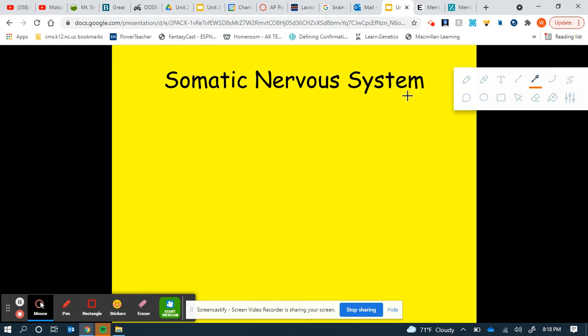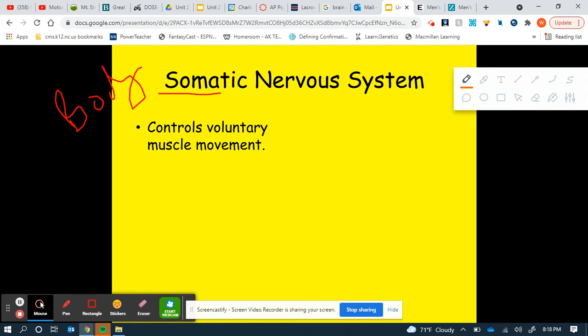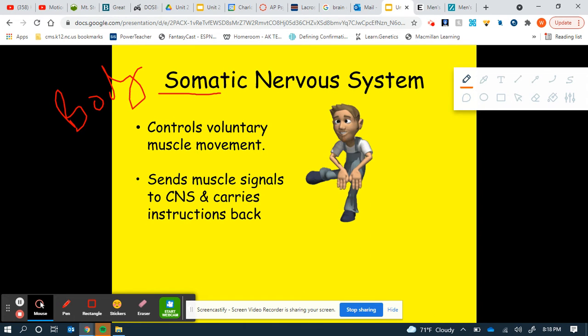The somatic nervous system, we talked about the word soma. Soma means body. The somatic nervous system is the part of the peripheral nervous system that controls voluntary movement. So any sort of muscle movement that you choose to do, whether it is throwing a ball, riding a bike, writing with a pen, all of that is controlled by the somatic nervous system. It's the system of nerves that are connected to our muscles.